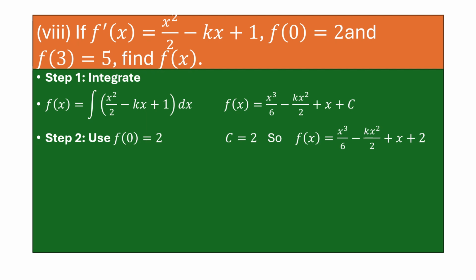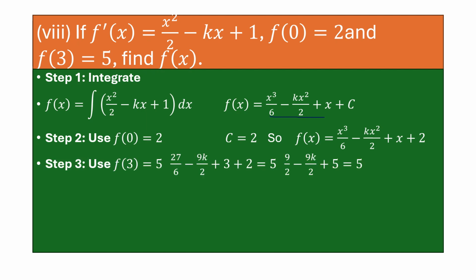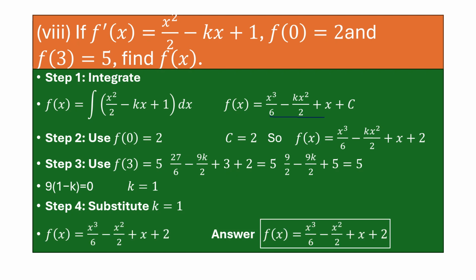Now again, children, you might wonder how we got c as 2. That is basically because x is 0. So if x is 0, we are left with c is equal to 2. Then step 3, they have given f of 3 is 5. So substitute the value 3 in the equation, and then you are going to get the final answer, k is 1. So when you substitute k as 1, write the final equation.